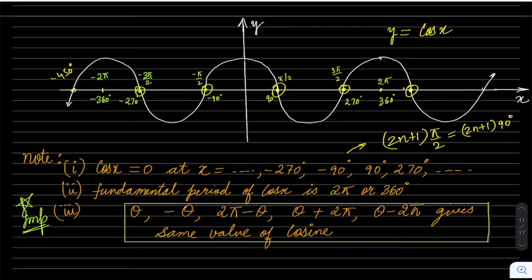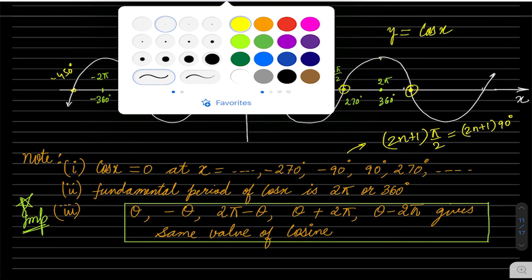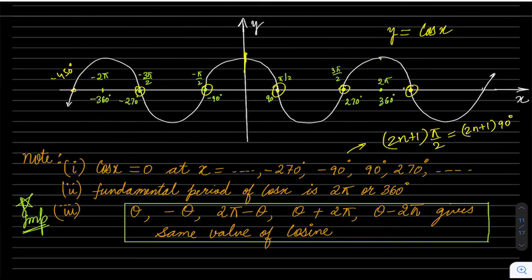So at these values, cos graph is 0. Or you can say it crosses the x-axis better. Now fundamental period of cos x is same as sin x, that is 2 pi. So you can see if I just start from 0 and go here, after that again the graph repeats. The same pattern is again and again coming. So fundamental period is 2 pi or 360.